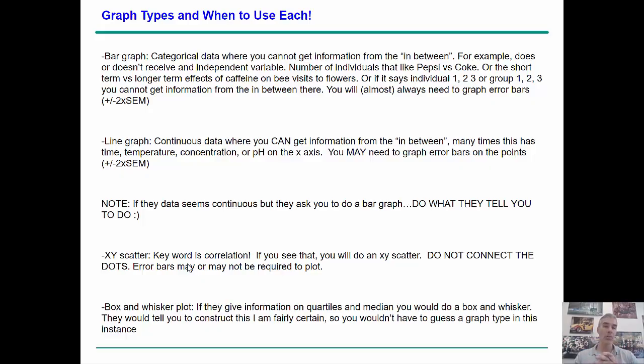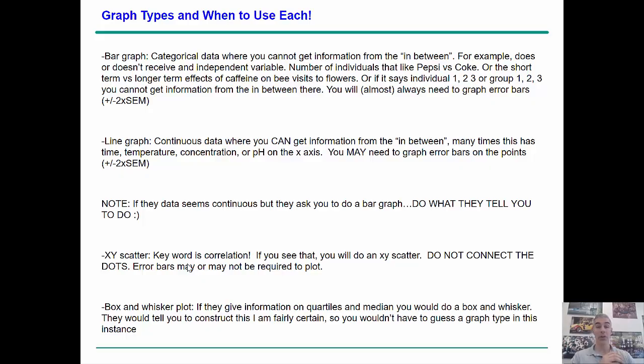Or the short-term or long-term effects of caffeine on the number of visits of bees. Short-term and long-term, those are your two groups, right? That's categorical. Or if it says individual 1, 2, 3, or group 1, 2, and 3, and you cannot get information from the in-between in those groups, that would be a bar graph. And you will always have to graph plus or minus 2 SEMs on these on the exam, the error bars.